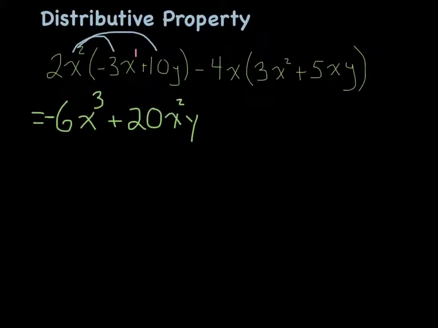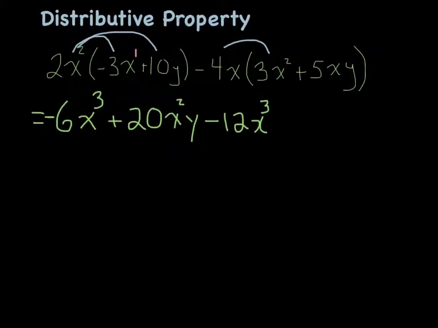The next step is to take this negative 4x and multiply it by everything inside the brackets. So we start off, our minus 4x times 3x squared gives us a negative, so we put a minus sign. 12x to the exponent 3. Don't forget to add your exponents.